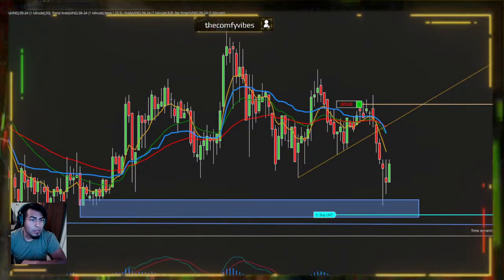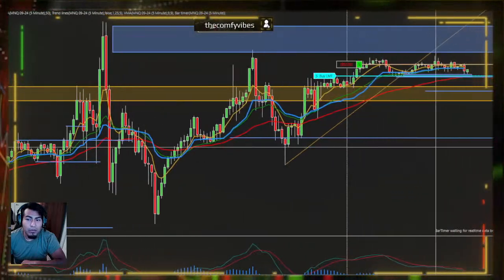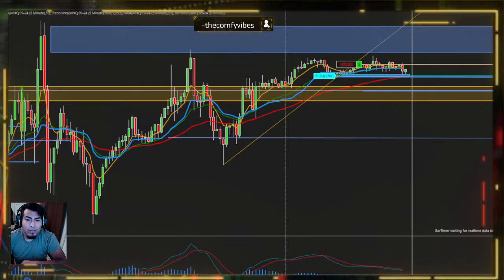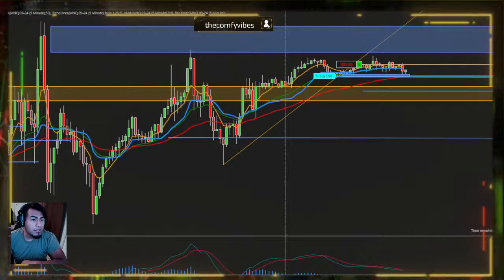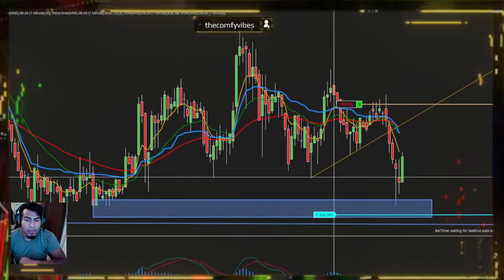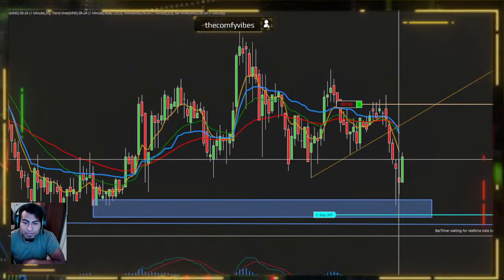Let's look at the 5 right quick. Well, yeah, we get that bounce off that 50. Let's see if we can keep holding this level here. If we can hold this level here, then we should be fine.